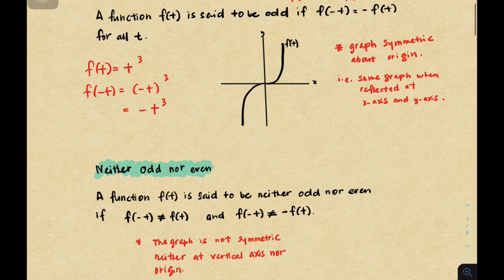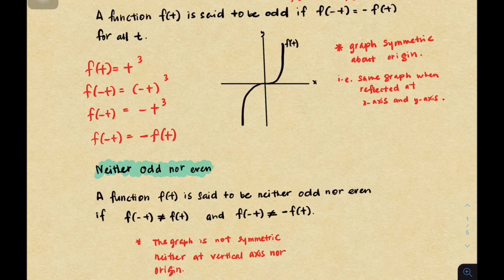So you can clearly see that f(-t) is not equal to f(t), because f(t) is t to the power of 3. But what you can see now is f(-t) is actually negative f(t), because f(t) is t to the power of 3 and f(-t) is negative t to the power of 3. Therefore, you can conclude that f(-t) is actually negative f(t), which means this one is an odd function.